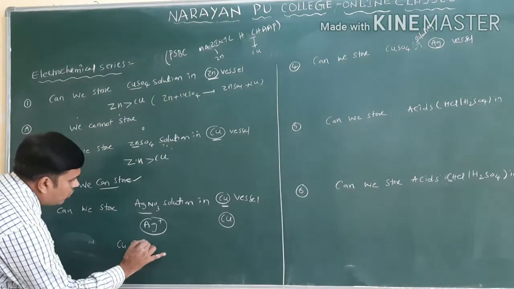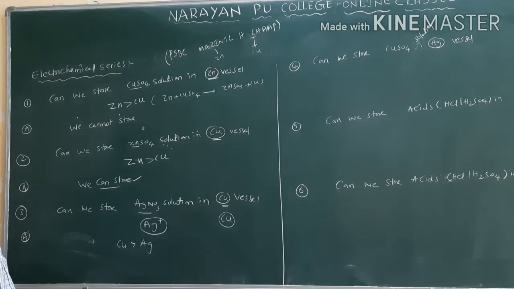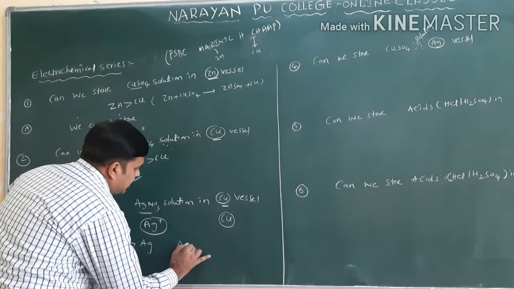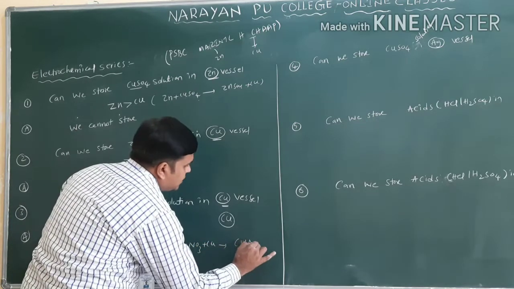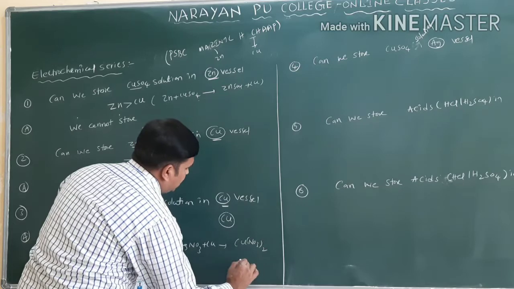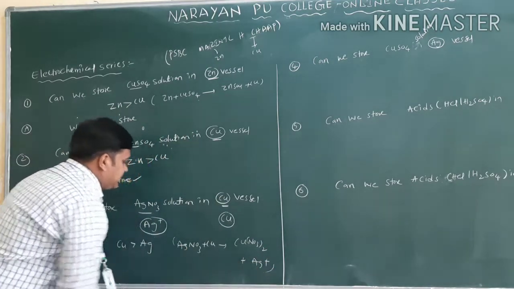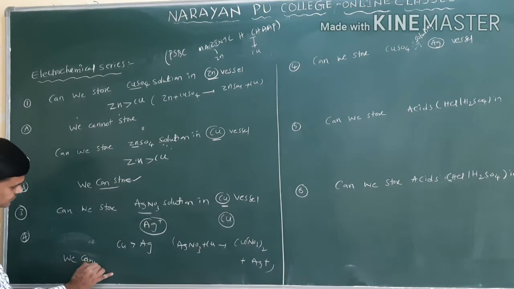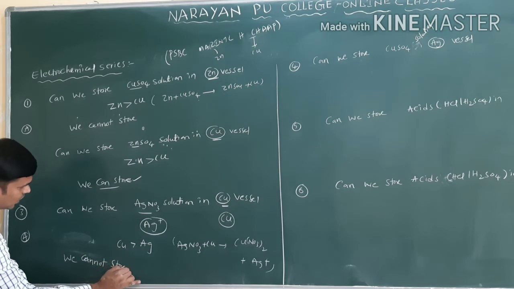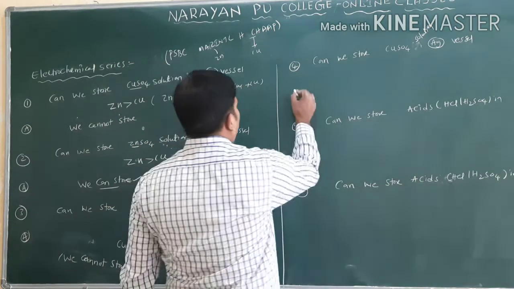Copper is more reactive than silver. If copper is more reactive than silver, then what happens? There is a chemical reaction that takes place. Then what can you see here? AgNO3 plus Cu gives rise to Cu(NO3)2, taking it 2 times, plus Ag. So there is a chemical reaction that takes place. So what is your answer here? We cannot store silver nitrate in what? Copper vessel only.